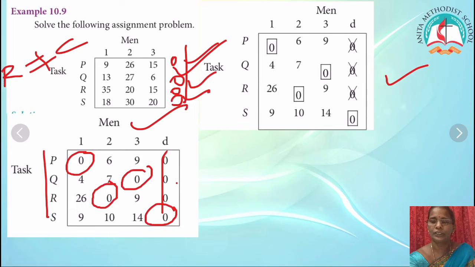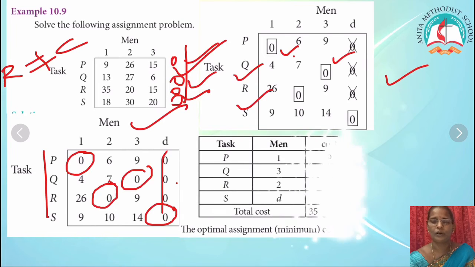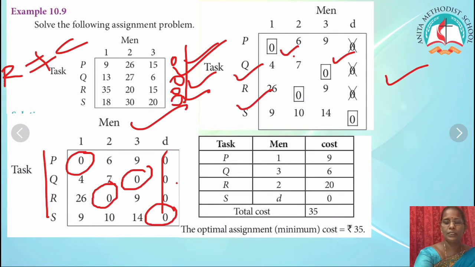Now I am going to try again the reduction table, that assignment. So the first P is assigned to 1, Q is assigned to men 3, and R is assigned to men 2. Now I am going to find out the total cost. So find out the total cost from the question I have to take. So P1, what is P1 here? 9. And what is Q3? Q3 is 6. R2 will be 20. Okay, and there is no men assigned, therefore you have to write 0. If you add 9, 6 and 20, you will get the answer as 35.